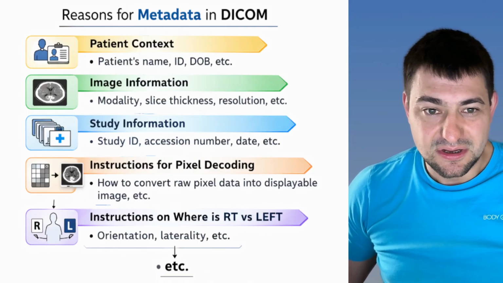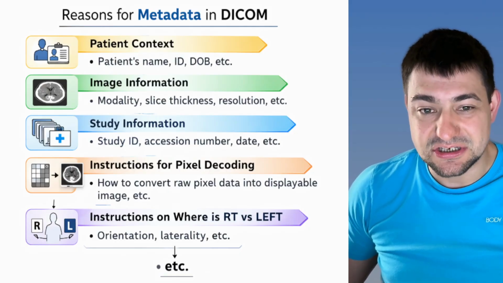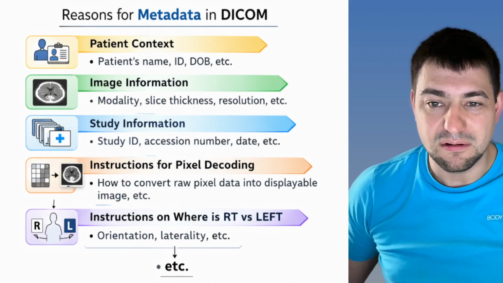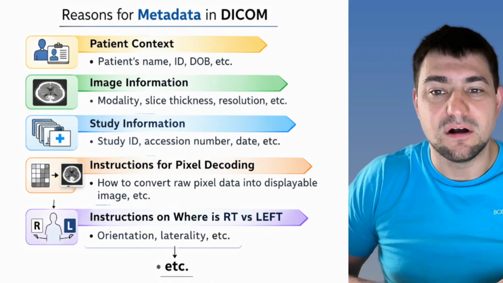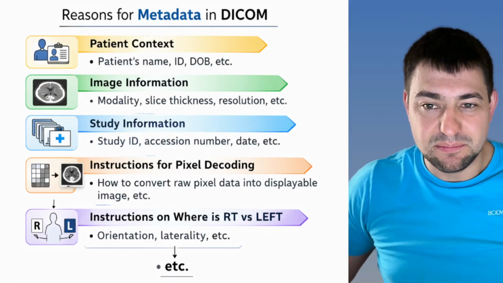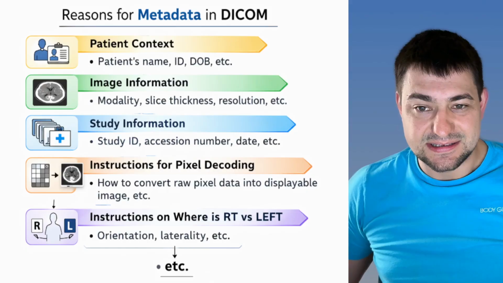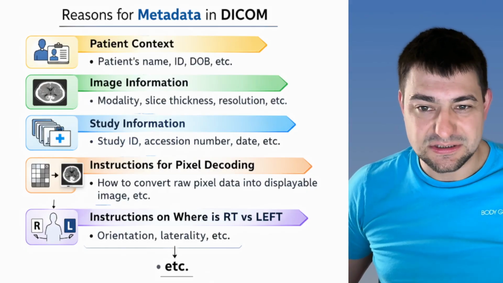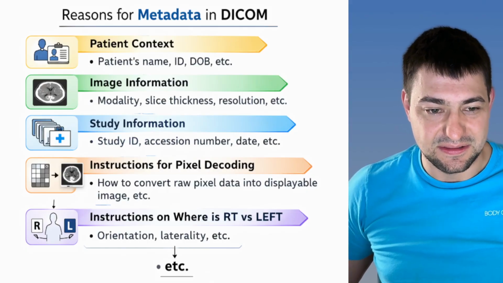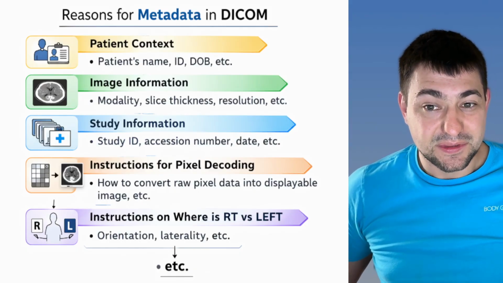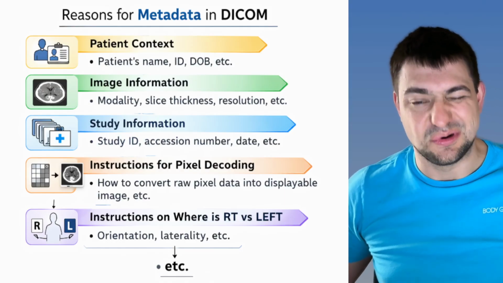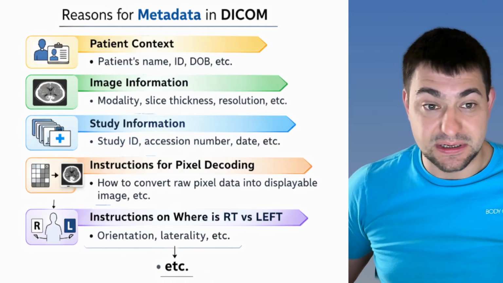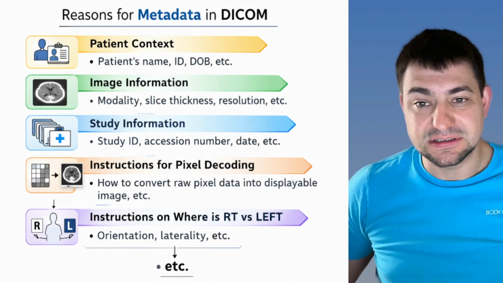Study information. What's the study ID? What's the accession number? When was the study done? All of that is super important, right? And all of that forms what we call context. But the one thing that people oftentimes don't realize is that apart from all this contextual information that is contained in the DICOM header, it also contains a number of what's called attributes or data elements that help us, for example, decode the pixels correctly.